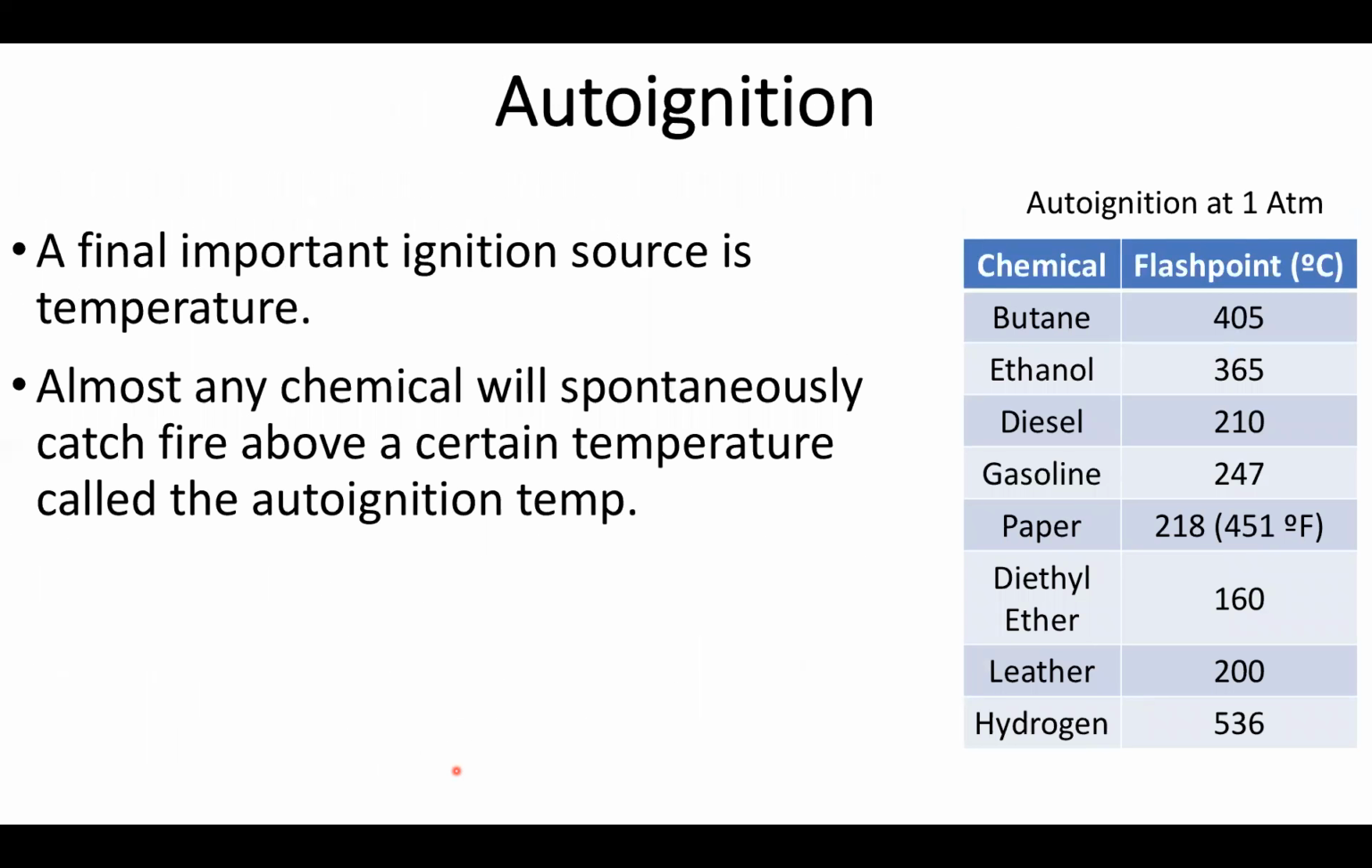So it turns out that almost any chemical can spontaneously catch fire as long as enough oxygen is present if I exceed a certain temperature. So the idea is that once I exceed this temperature, I have enough energy built into the system that I can overcome any kinetic barrier to combustion. And so making sure that you know the autoignition temperature of any chemical compound or material you're looking at can actually be quite important.